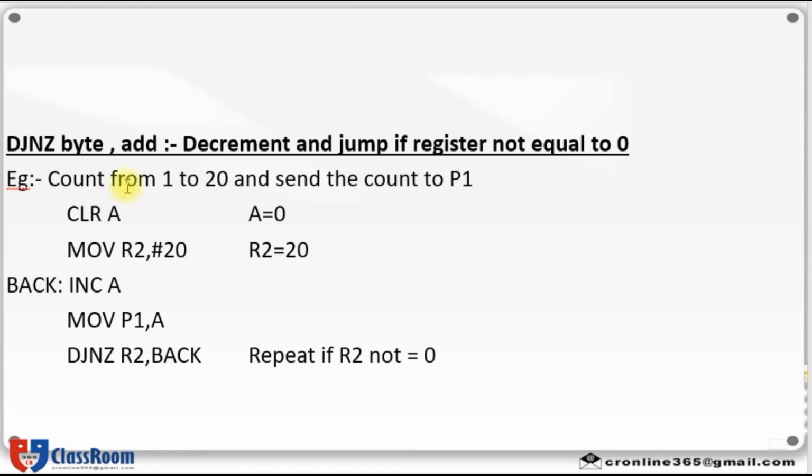Otherwise, this is the program. Hope you understood this program. You have to send a value to port 1. For that, we are clearing the accumulator first. Then we are setting the counter by using a register. Then by using the instruction INC A, you are incrementing this accumulator contents. At the same time, you have to check whether all these values are entered or not. By using the instruction DJNZ R2, back, these instructions can be executed.